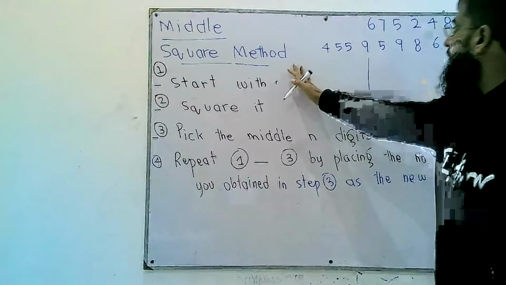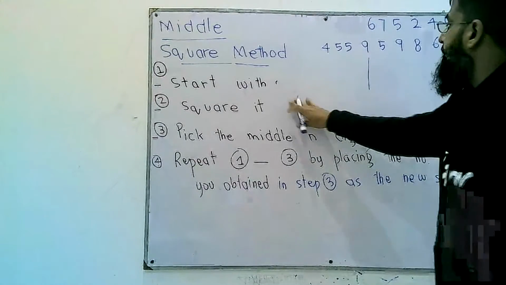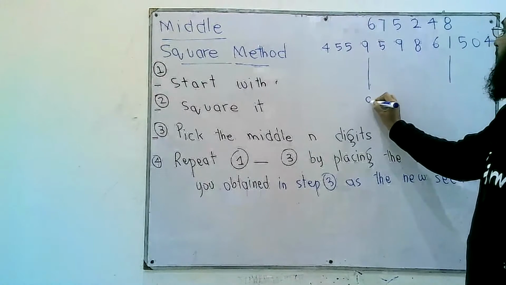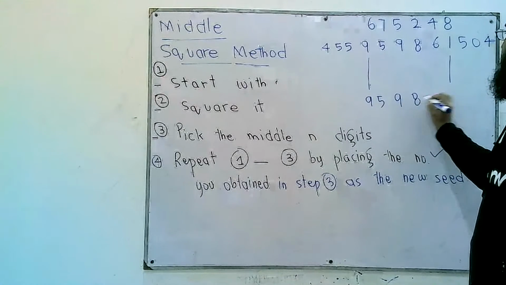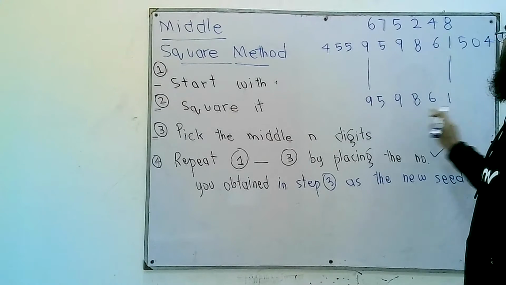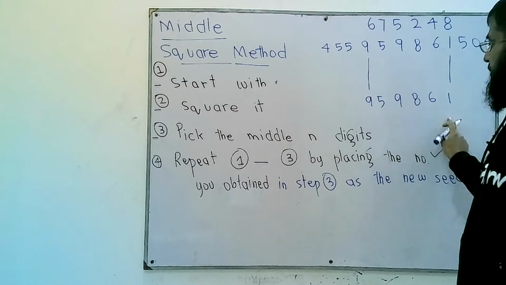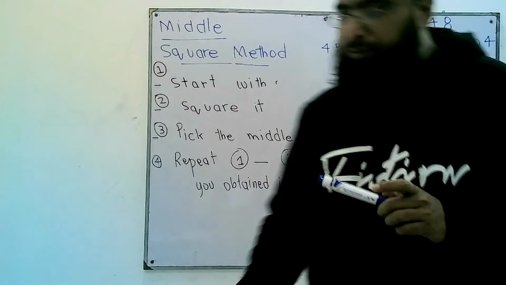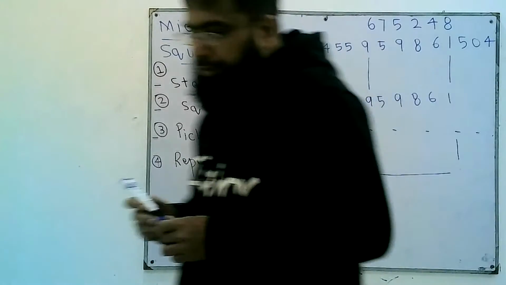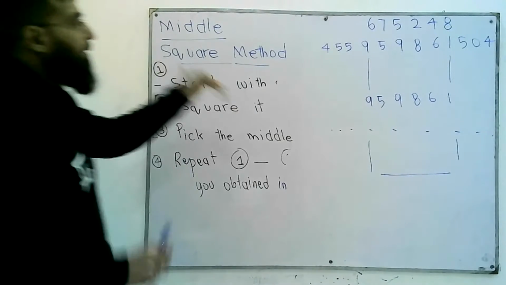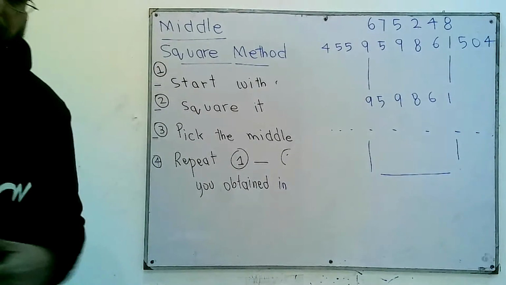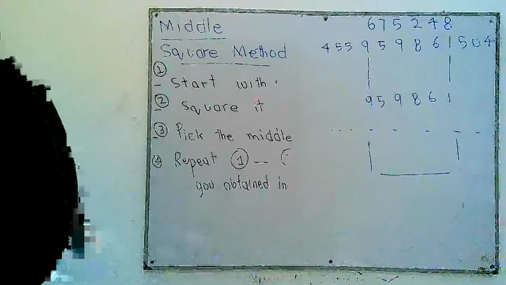So we have left 3 digits on the left hand side and three digits on the right hand side, and have picked these middle digits, 9, 5, 9, 8, 6, 1. So I pick these digits, and then the next step would be, of course, to square this. Your number of repetitions equals the number of random numbers you want to generate. For example, if you want to generate 10 numbers, you will repeat this 10 times. Square, pick the middle, square, pick the middle. You'll keep on repeating that. ठीक है?